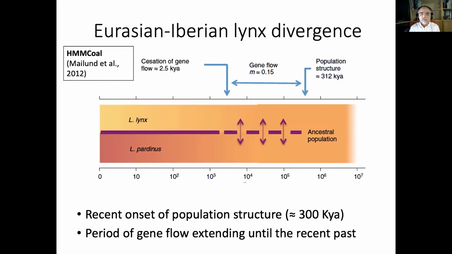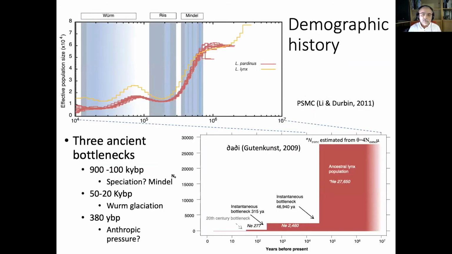First, the origin of the species, the relationship between the Iberian and the Eurasian lynx. We found with this first genome that the divergence was pretty recent, and especially it was followed by continuous gene flow, probably until the present time. We also were able to reconstruct the demographic history.